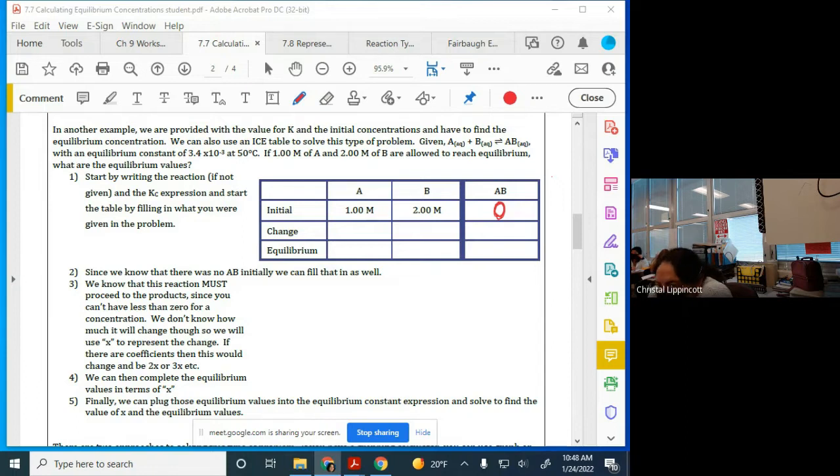All right. So we're using these ice tables to solve this guy. We have an equilibrium constant. We know that we started with 1 mole of this and 2 moles of this, and that they're getting to equilibrium. Okay? We know that we don't have any of this, so we've got to be making this. So we're going to be adding x here, and we're going to be subtracting x here.